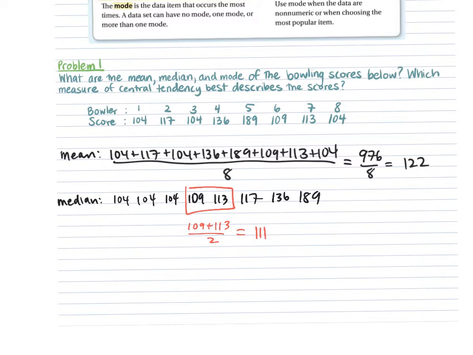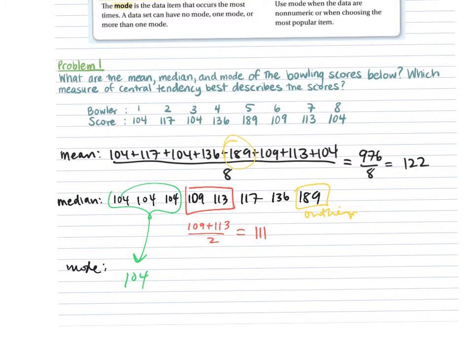So that's our median. Then if we do the mode, since we put them in order, we can see that this number happened 3 times. So the mode is 104, and nothing else repeated. Looking at them in order, you can see that these are all kind of close together. This is an outlier here. This 189 is way bigger than the rest. So that's why it's called an outlier.